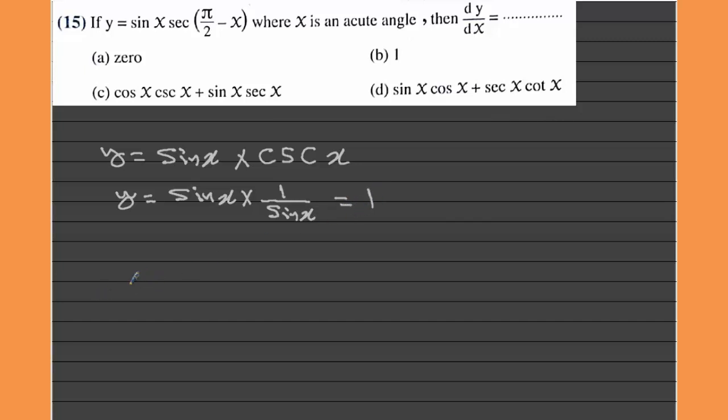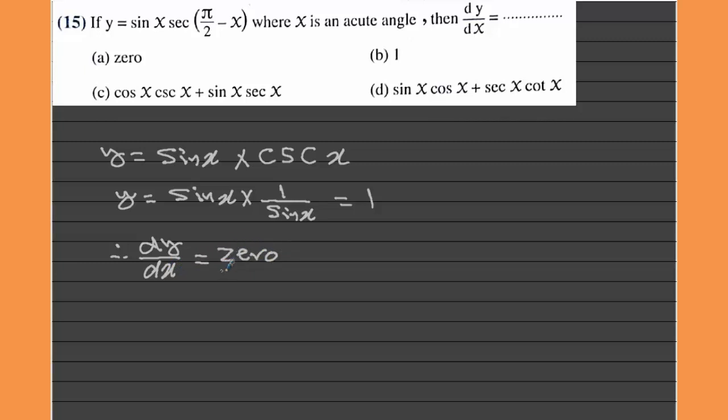So the derivative will be dy dx when y equals 1. So we can say dy dx equals 0.